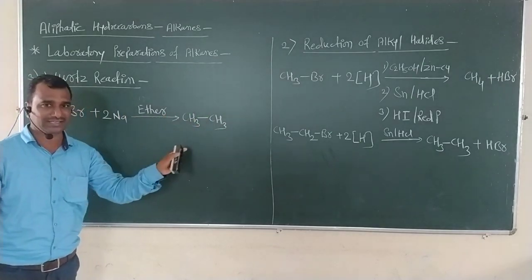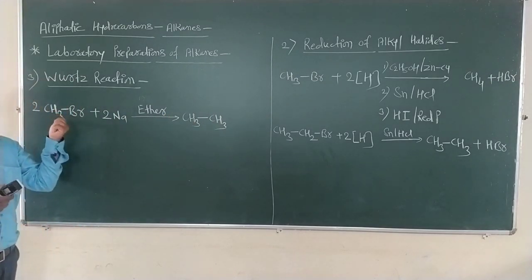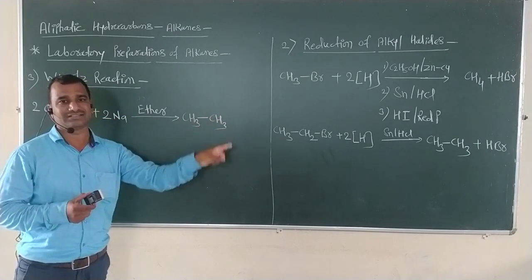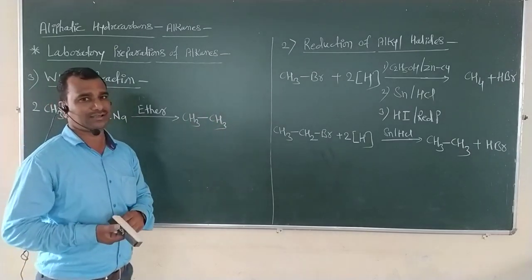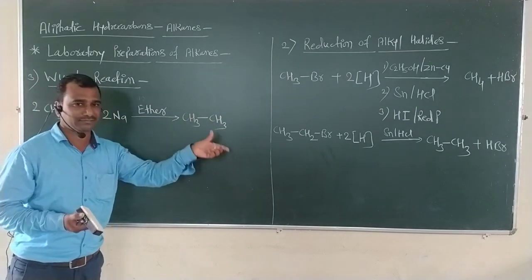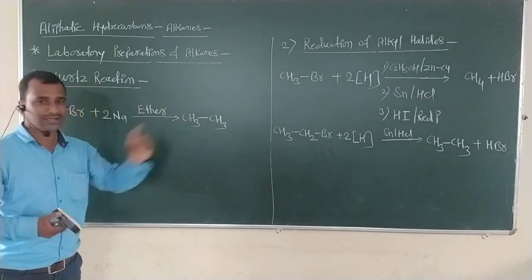Why is it called a higher alkane? Because in the reactant only one carbon atom is there, but in this product 2 carbon atoms are there. It means one more carbon atom has been added in the product, and that's why this is the formation of a higher alkane by this Wurtz reaction. This is the main product.